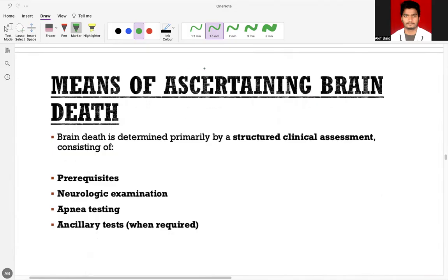So how do we assess or ascertain that any patient is having brain death? There are four steps to be followed. First, minimum prerequisites which have to be checked, then neurological examination, apnea testing, and a few ancillary tests whenever required.